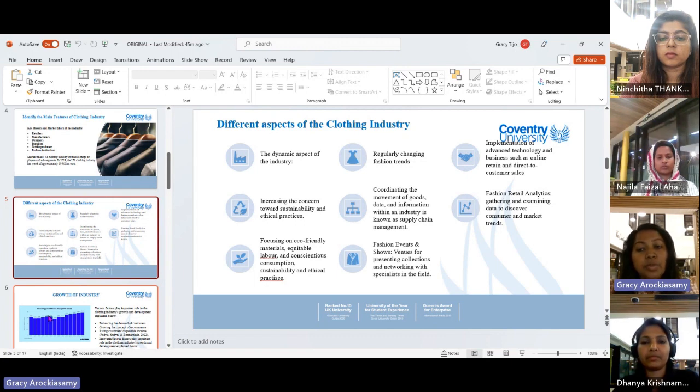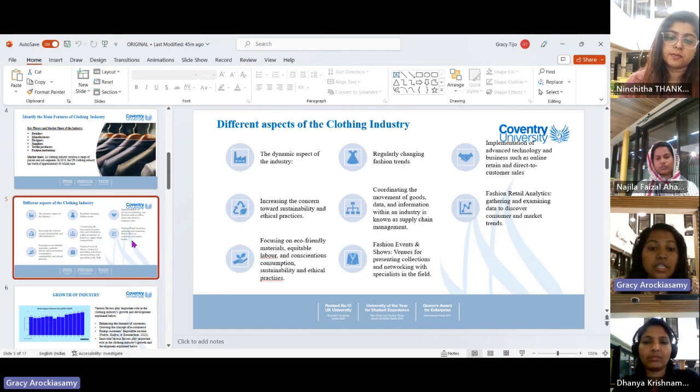And also, advanced technologies are being implemented in the clothing sector. Fashion events and shows are also increasing day by day in our society. It has helped the clothing industry develop one by one in our country.